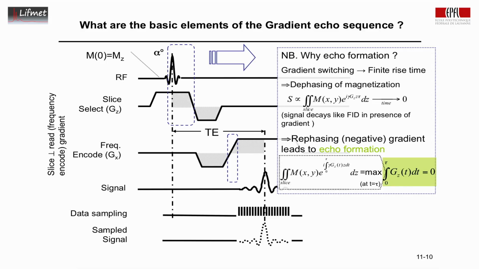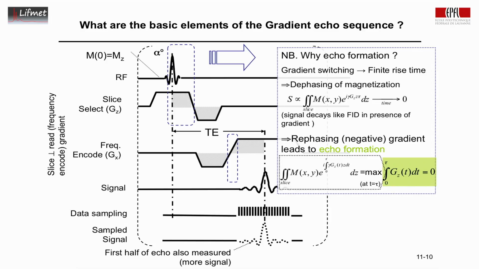What is crucial here is we don't just record from the maximum of the echo and onward, we also record the first half of the echo. This is done because it costs very little time. One can increase the sensitivity because more data points are being sampled. So this is your basic imaging sequence, the basic elements, and this describes what's happening every TR seconds. That's your basic imaging sequence.